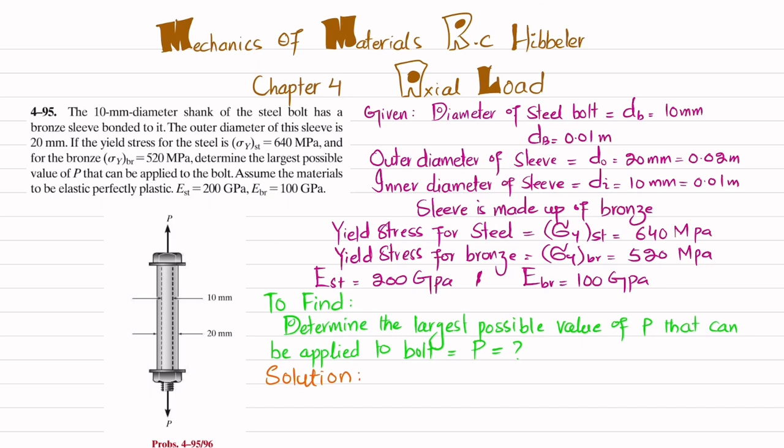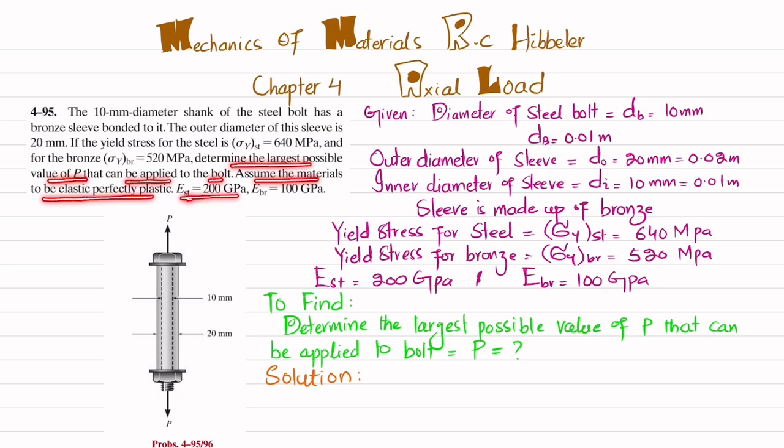Welcome back. In this video, we are going to solve problem 4-95, taken from chapter 4, Axial Load, of the book Mechanics of Materials by R.C. Hibbeler. The statement is: the 10 millimeter diameter shank of a steel bolt has a bronze sleeve bonded to it. The outer diameter of this sleeve is 20 millimeter. If the yield stress for steel is 640 megapascal and for bronze is 520 megapascal, determine the largest possible value of P that can be applied to the bolt. Assume the material is perfectly plastic.